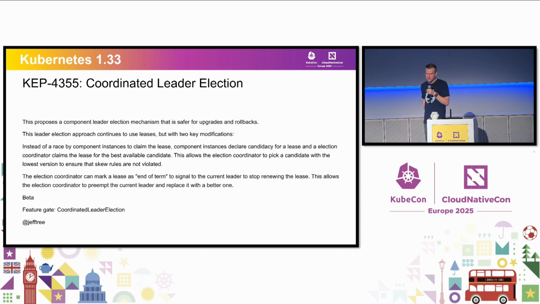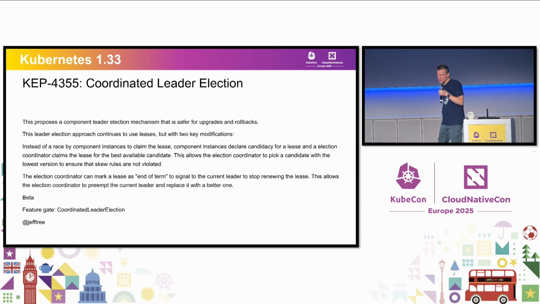Next up, the next beta feature is coordinated leader election. This is a kind of complicated topic, but the basic idea is when you're running an HA cluster, you're going to be running multiple control plane nodes. And each of those control plane nodes has a controller manager, the kube controller manager, running. But the way that we want to run the kube controller manager is we only want one of them active at a time. We want mutual exclusion.